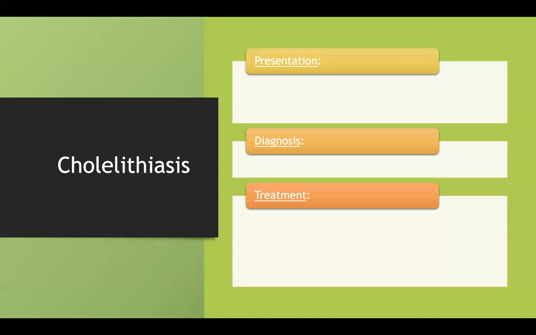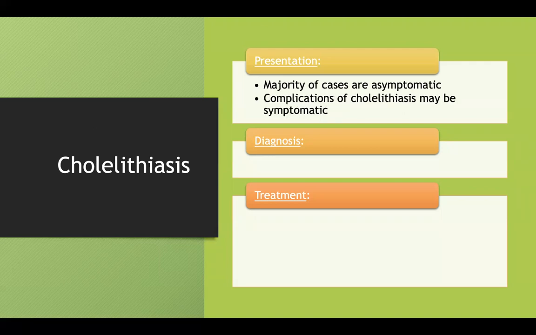So we talked about the pathophysiology of how gallstones form, whether it's cholesterol or bilirubin stones. Now I want to talk about what that looks like in a clinical vignette. How are you going to see somebody who actually has gallstones? Most of the time, if you have a gallstone, you won't even realize it. The vast majority of cases are asymptomatic. But depending on where that gallstone is in your entire biliary tree, you can have complications, and those complications can be symptomatic.